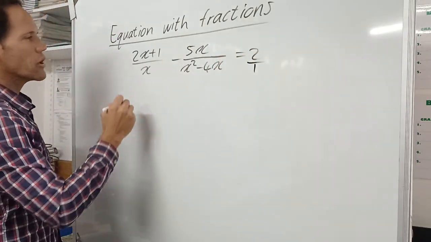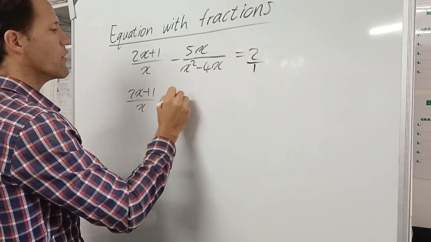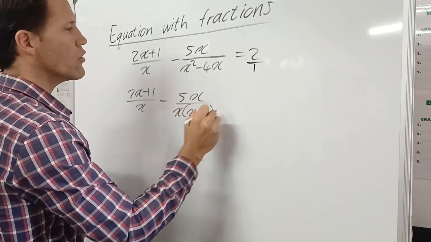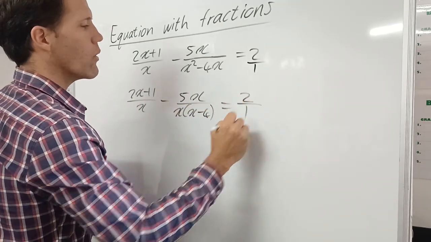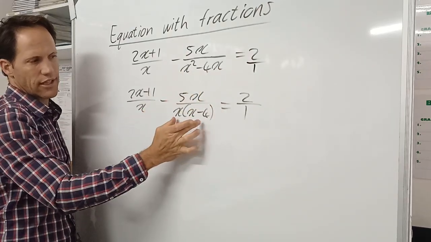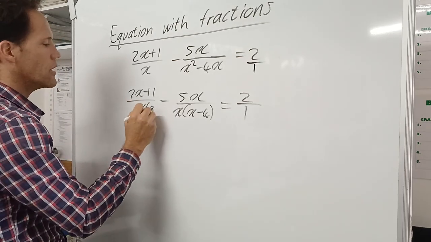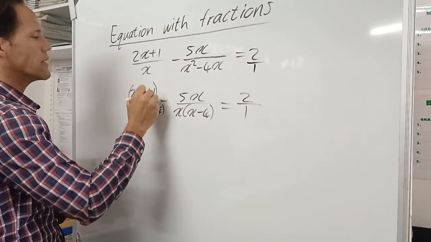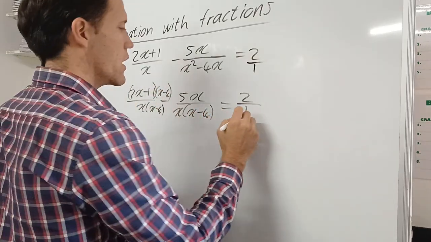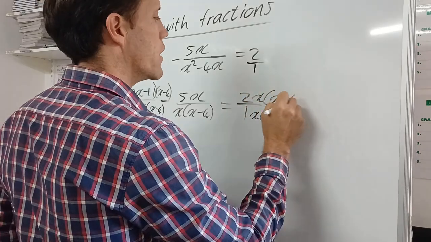Okay? So we're going to have 2x plus 1 over x minus 5x, and then take out the common factor x, x minus 4, equal to 2 over 1. Now we look, after we factorized it, this one has an x and an x minus 4. This one only has an x, so we need to put in x minus 4, both sides, x minus 4, okay? This one needs both, x and x minus 4, x minus 4.